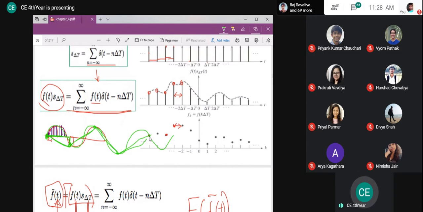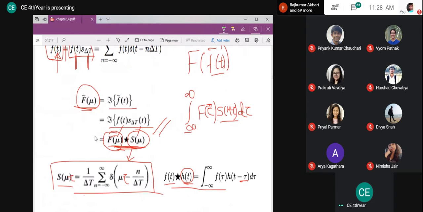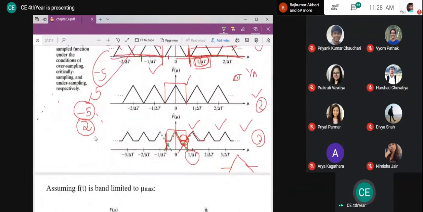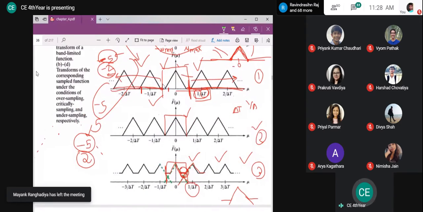And hence it will not be possible to go back to my original continuous function. If I have more samples, it will be possible. Suppose this is my function, and I take a lot of samples, so these are more samples and the delta t value is smaller. If I have so many samples, can you judge the shape of the function? What was the continuous function? Can you go back to the continuous function? Yes, you can go back.